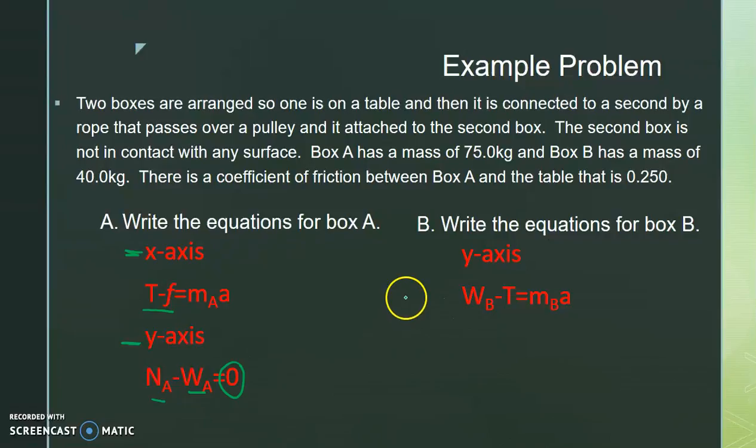For box B, box B is the one that is dangling, and box A is the one that is being pulled. Write the equations for box B. In the y-axis, because it's not moving horizontally, we don't have to do the x-axis. We have the weight minus the tension equals mass times acceleration. And again, the B is just for box B, and the A's are just for representing box A.